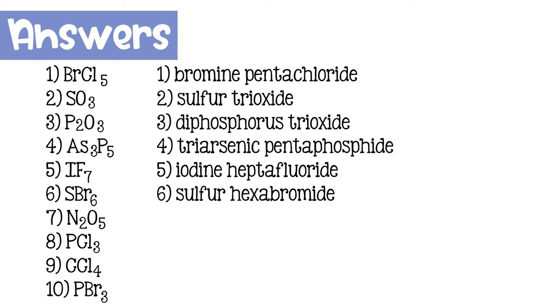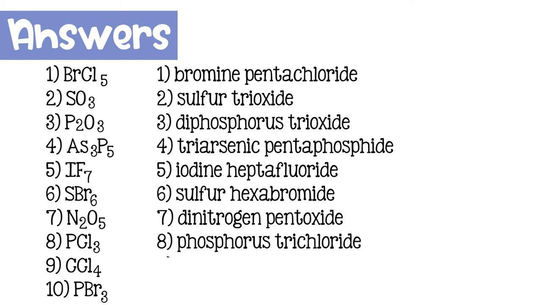Look at number 7. We have N2O5. That's 2 nitrogens, or dinitrogen, and 5 oxygens, which we change to pentoxide. So now we look at number 8. That's PCl3. P is phosphorus. Once again, no prefix needed. Cl is chlorine, or in this case, chloride, and 3 can be written as tri, so phosphorus trichloride.